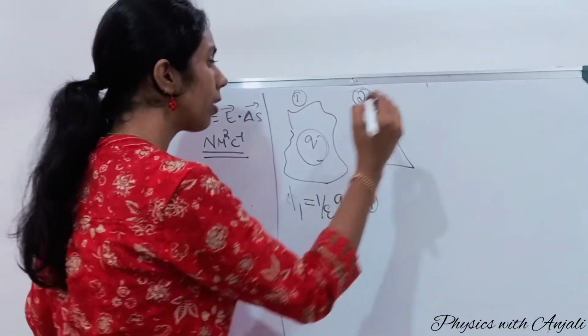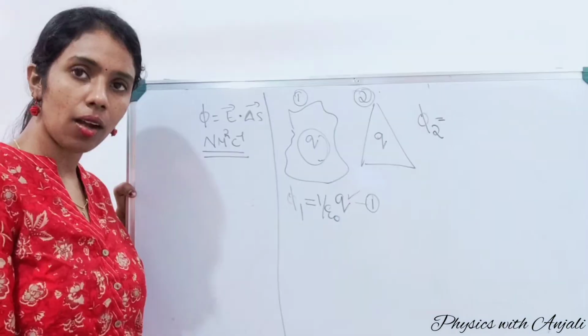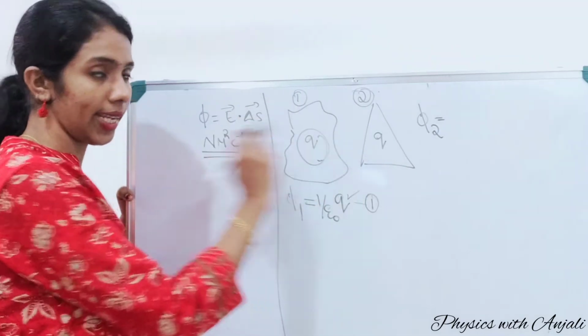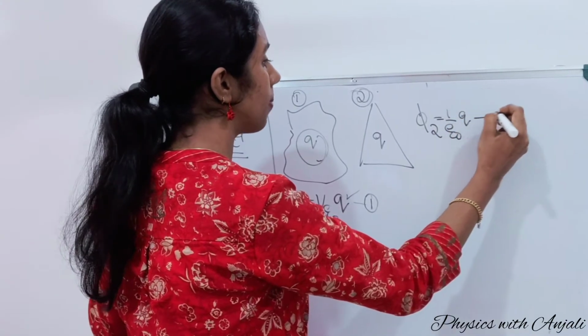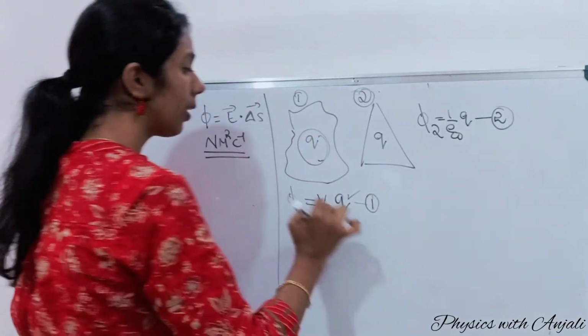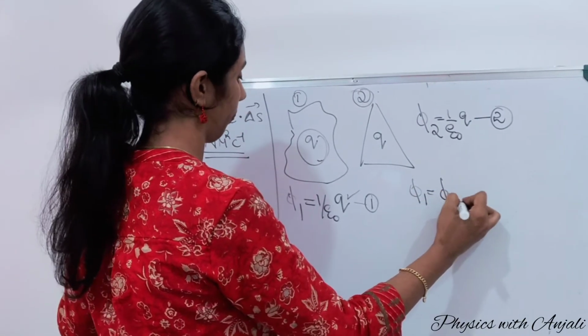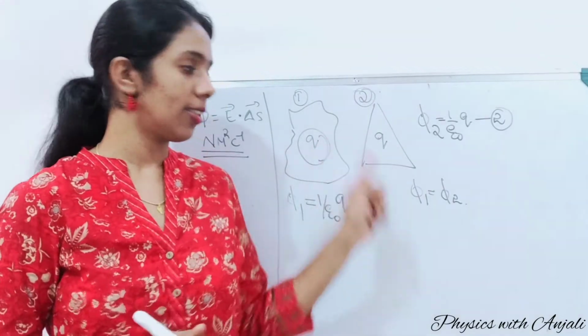Similarly, we will find the flux through the second surface. Let it be phi 2. Again, according to the Gauss law, it is 1 by epsilon 0 times the charge enclosed by the second surface. Again, it is 1 by epsilon 0 Q. Let this be equation number 2. Comparing 1 and 2, we can say that phi 1 is equal to phi 2. So, irrespective of its size and shape, the flux through the surfaces is the same.